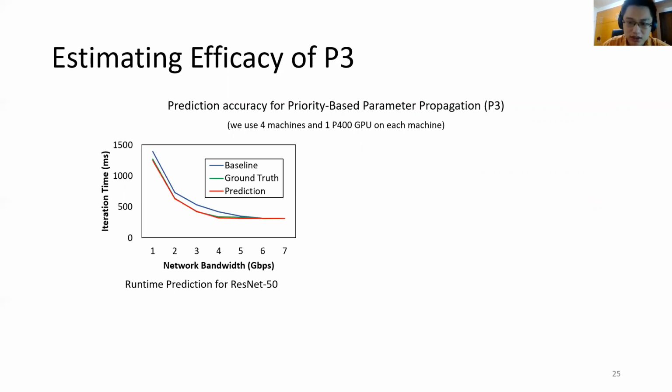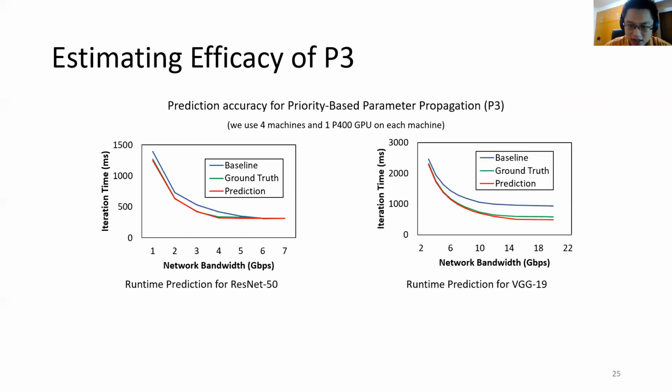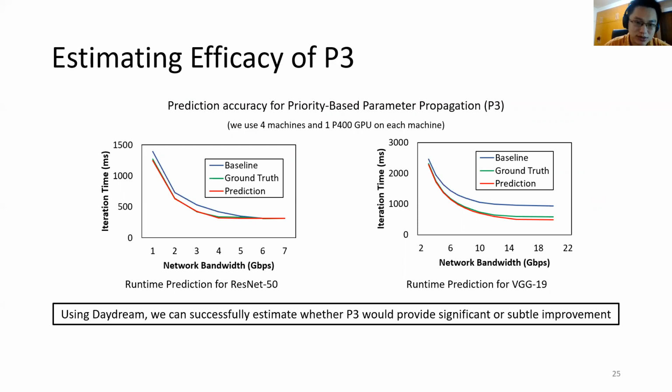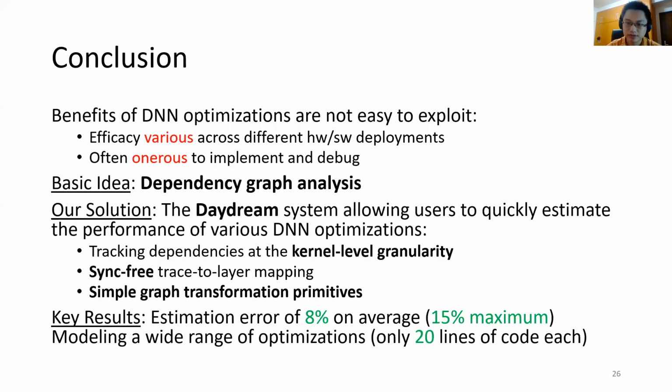The prediction curve almost overlaps with the ground truth curve. It's the same for VGG19, where the prediction curve is very close to the ground truth curve, but the improvement of using P3 is significant. So this suggests that using Daydream, we can successfully estimate whether P3 will provide significant or subtle improvements.